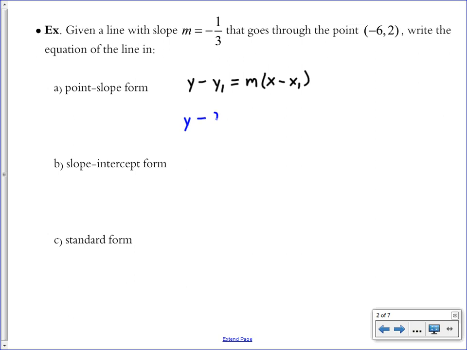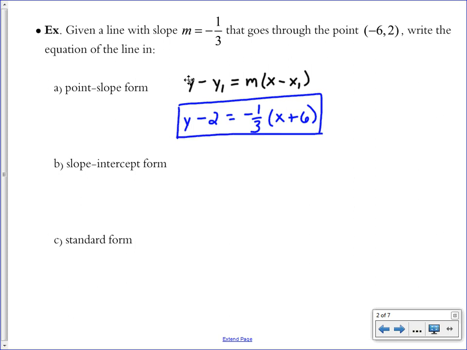Y minus 2, that's the y value from our point, equals m times x plus 6, because it was subtraction and negative. Box around that, that's the answer to part A. Slope-intercept form, y equals mx plus b, needs to have no parentheses and needs to have y by itself. So we will take our point slope form equation, get rid of those parentheses by distributing. Do that first. Distribute negative 1/3 times x, and negative 1/3 times 6 is minus 2.